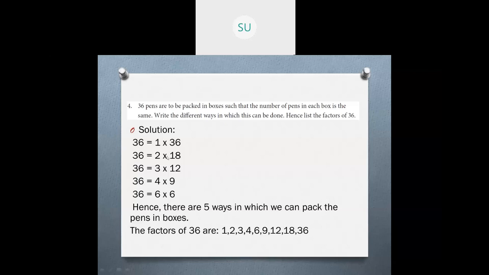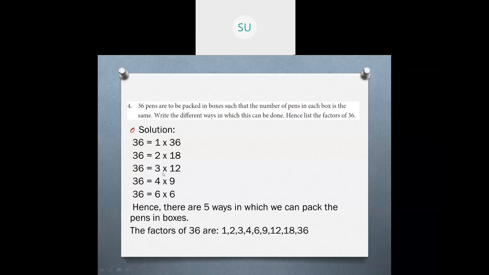So we'll write it like this, in multiplication form. 36 is equal to 1 into 36. So you can pack 36 pens in one box only. Or 36 is equal to, now you have to find the factors, you have to go through every table if 36 is there. So 2 18s are 36. So we can pack 2 boxes with 18 pens each.